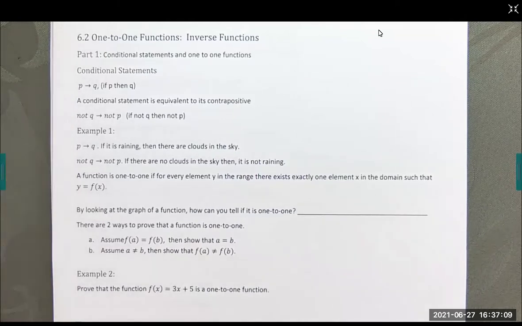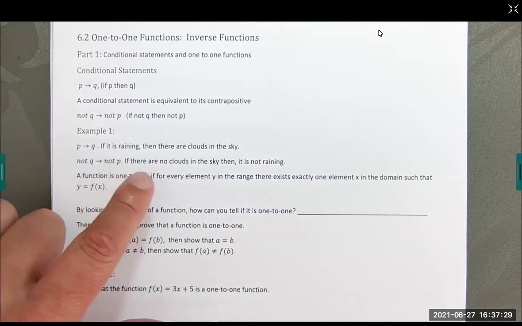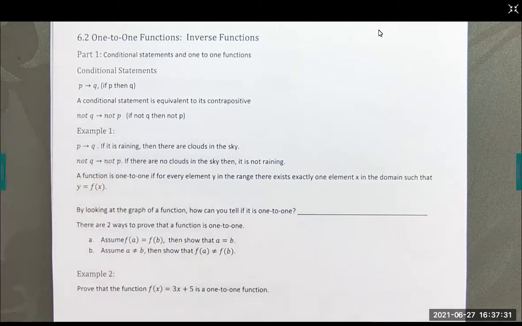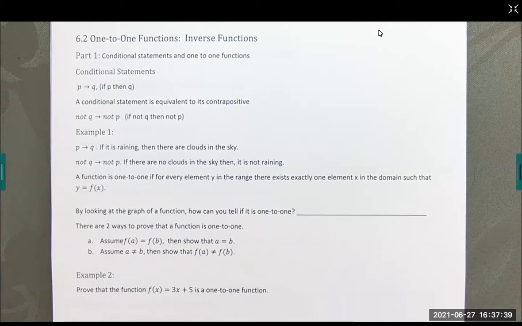A conditional statement is also called an if-then statement. If P, then Q. Is what the arrow means. A conditional statement is equivalent to its contrapositive, it's called. So if not Q, then not P. So for example, for our conditional statement, if it is raining, then there are clouds in the sky. And our contrapositive to that would be, if there are no clouds in the sky, then it is not raining. We're going to use similar logic to what we're doing here.